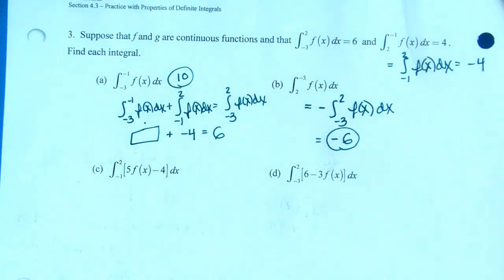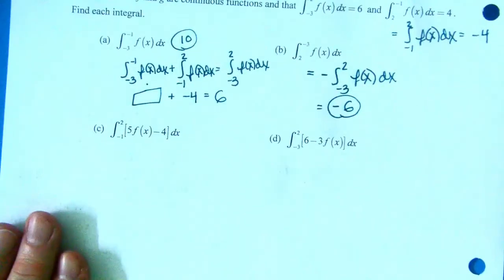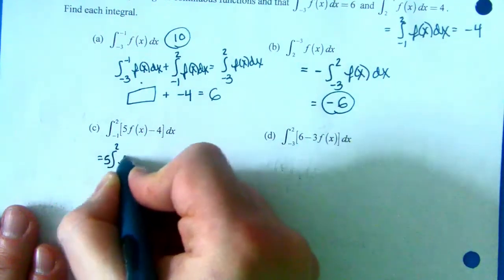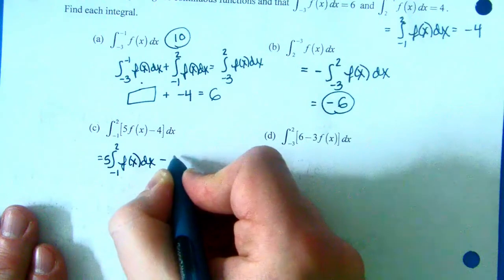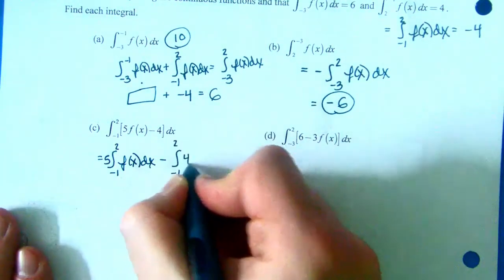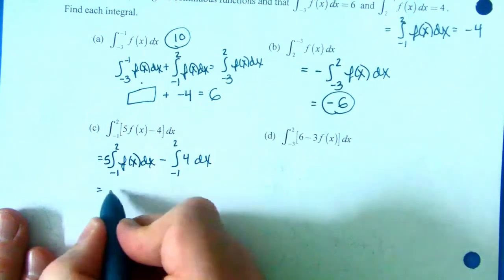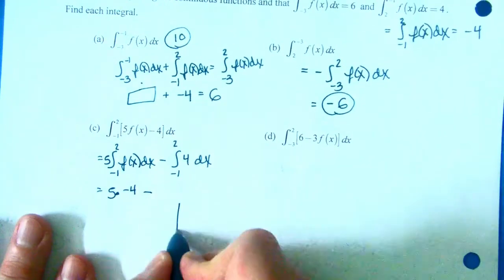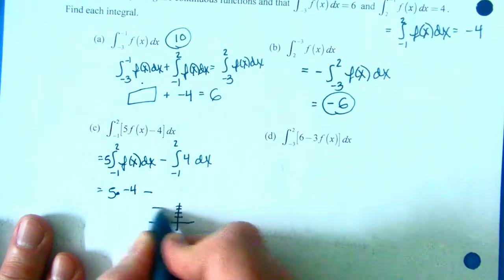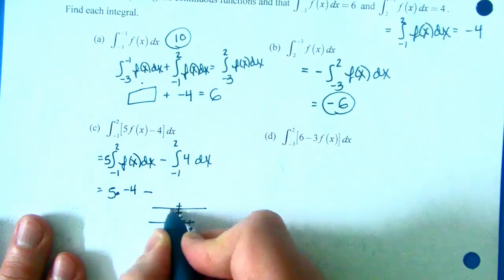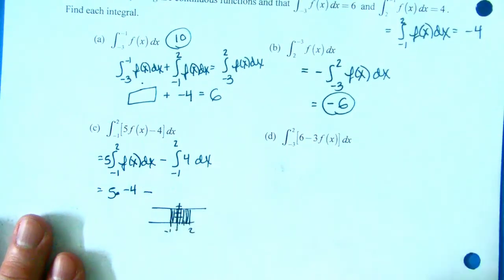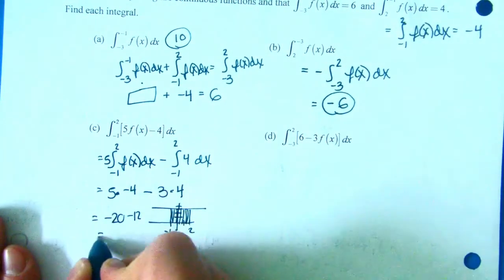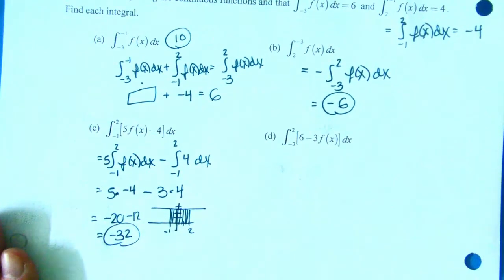Try C. Negative 1 to 2 of 5 times the integral from negative 1 to 2 of f of x dx minus the integral from negative 1 to 2 of 4 dx. Okay, I already know that that first integral is negative 4, so 5 times negative 4 minus, as for the other one, constant function of 4, 1, 2, 3, 4, from negative 1 to 2. That's 3 times 4. So I'm going to get negative 20 minus 12. I'm going to get negative 32 for that one.